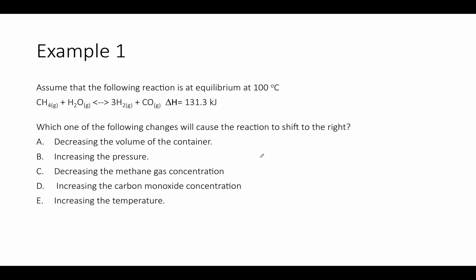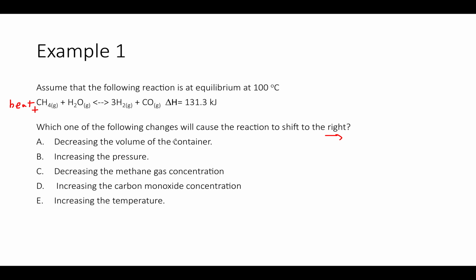So assume that the following reaction is at equilibrium at 100 degrees Celsius. Okay, so it's methane gas plus gaseous water, and I'm getting hydrogen gas and carbon monoxide gas. So notice the delta H here is positive, which means it's an endothermic reaction, which would mean heat is a reactant. It's being absorbed. So just keep that in mind here. Which one of the following changes will cause the reaction to shift to the right? So we're trying to get a reaction that's product favored, shifted to the right. All right, well, let's look at the options here.